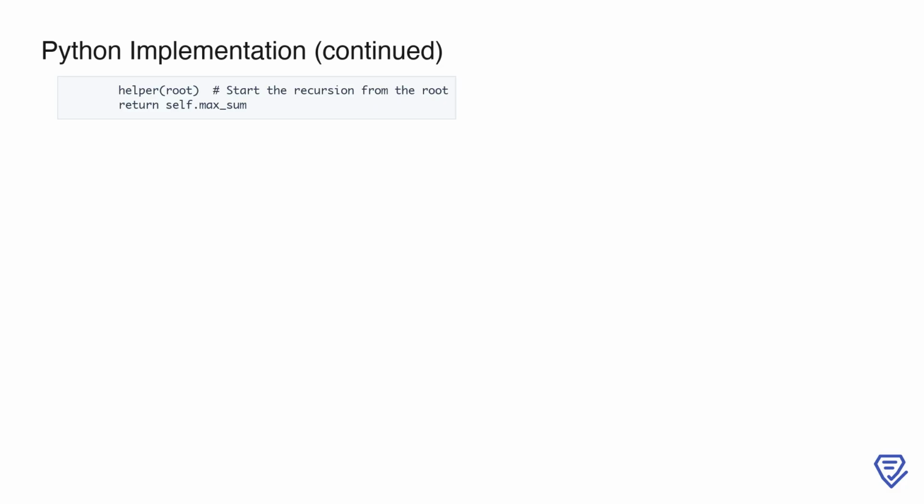After computing the contributions from the left and right subtrees, we calculate the maximum path sum that passes through the current node. This is done by adding the node's value to the sums of the left and right contributions. If this local path sum is greater than our global max_sum, we update max_sum accordingly. Finally, the helper function returns the maximum contribution that the current node can provide to its parent node. This is the node's value plus the greater of the left or right contributions. Once the helper function completes its recursion, starting from the root node, we return the global max_sum, which now holds the maximum path sum for the entire tree.